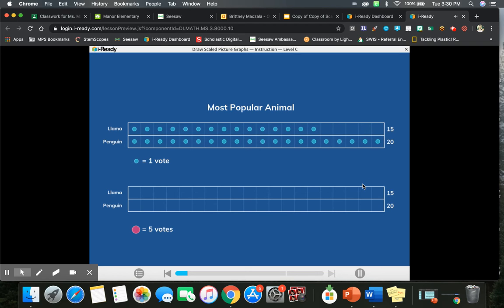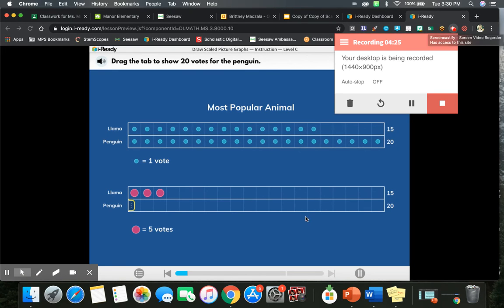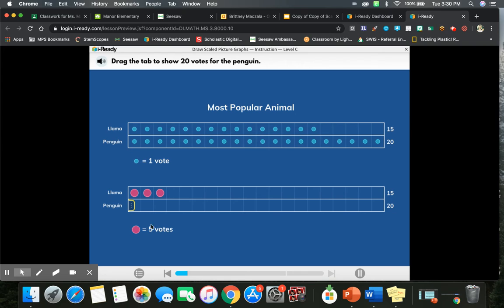Let's make a new graph. First, let's show 15 votes for the llama. Count by 5s: 5, 10, 15. Our scale changed right here. Now you try. Drag the tab to show 20 votes for the penguin. So if we are now using 5 votes for each little dot, it was 1 vote before, but now we are trying to make it a little bit easier for everybody to read the graph. The penguin got 20 votes.